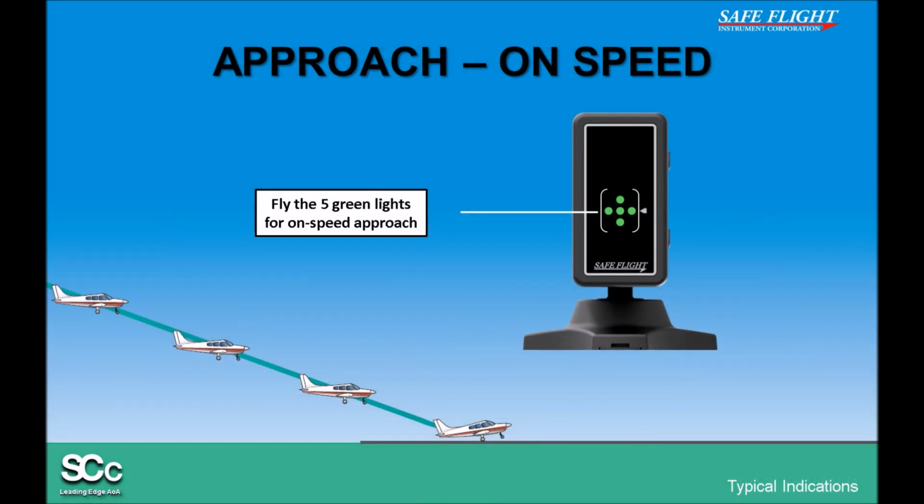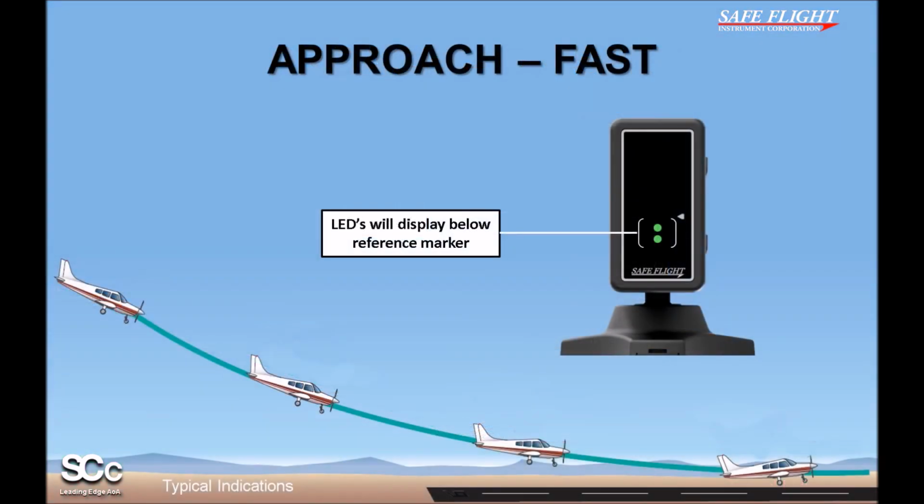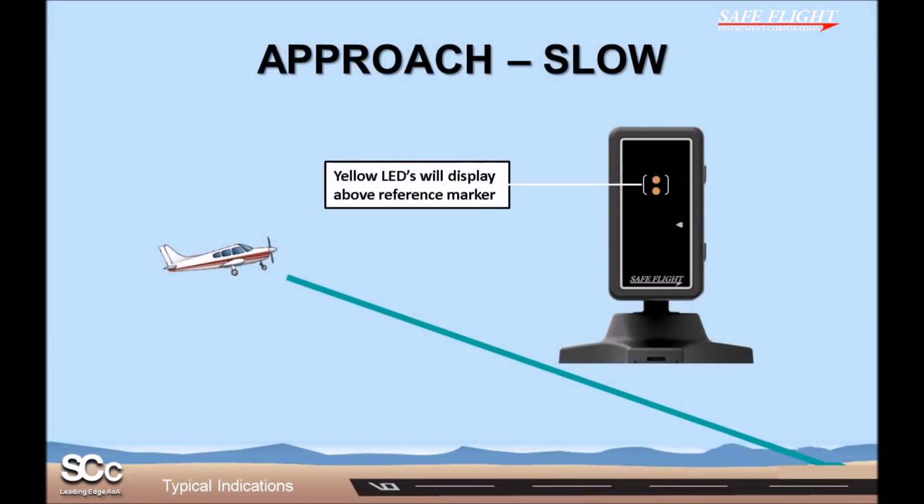For an approach, the on-speed configuration should be displayed. If one is flying too fast, the SCc will display lights below the on-speed configuration, as the higher speed necessitates a lower angle of attack. Conversely, if one is flying too slowly for an approach, there will be an indication above the reference marker for on-speed because of the higher angle of attack.